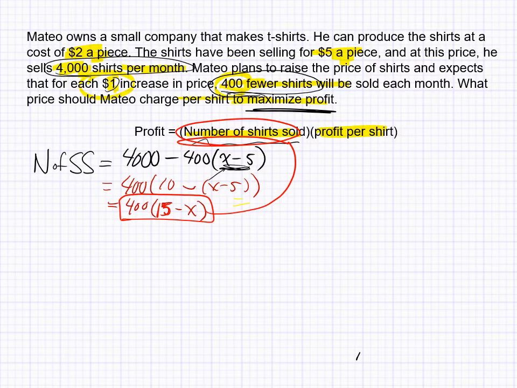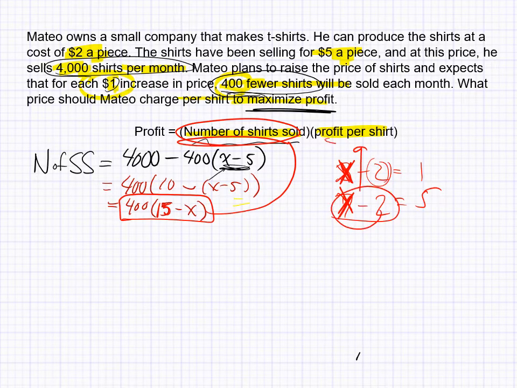So if you sell a shirt for $3 and it costs you $2, then you have a dollar profit. If you sell a shirt for $7 and it costs you $2, you have $5 profit. So the profit per shirt is really based off of how much you sell it for minus the cost. Well, if we sell it for, say, x dollars minus the $2 of cost, then we can use that as our profit per shirt formula.